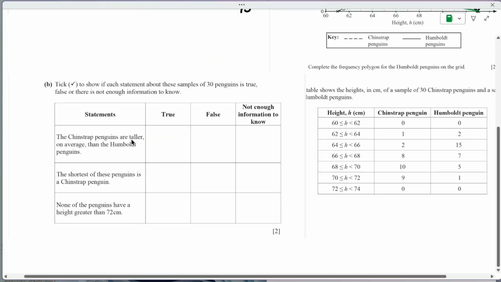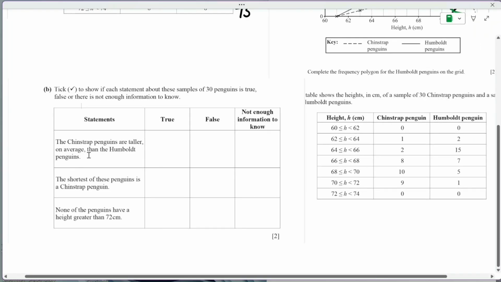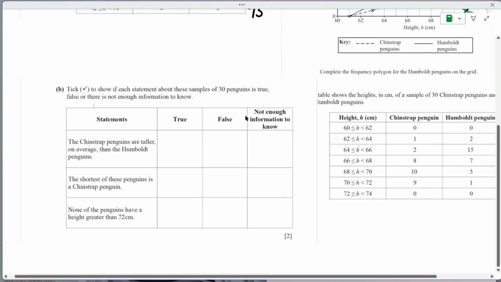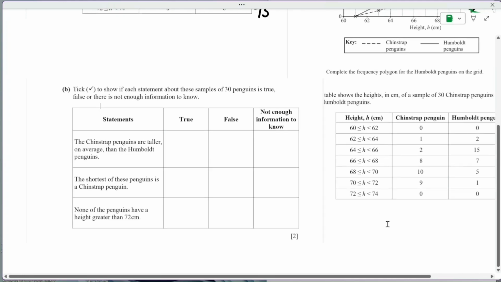That's question A. 13b says, tick to show if the statement about these samples of 30 penguins is true, false, or there is not enough information to know. These are the statements. We have to tick one box for each of these questions. The first question says, the Chinstrap penguins are taller on average than the Humboldt penguins. Is it true? Is it false? Or not enough information to know? Using the table. Now let's go to the table and see if our question can be answered using the table.